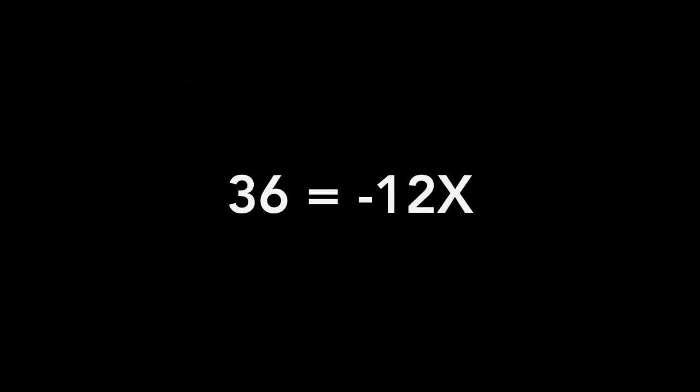36 is equal to negative 12x, and then divide both sides by negative 12 because you want to find what the value of x is. 36 divided by negative 12 is negative 3. The final answer is x is equal to negative 3.